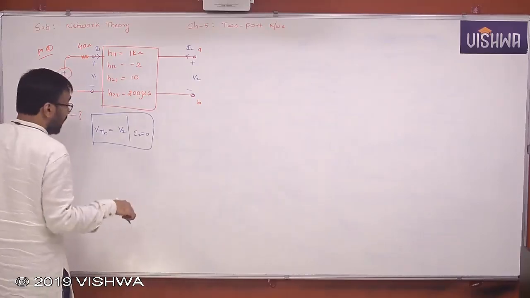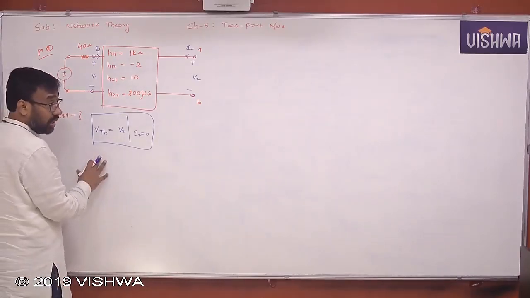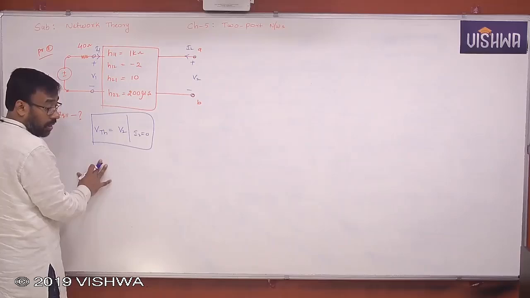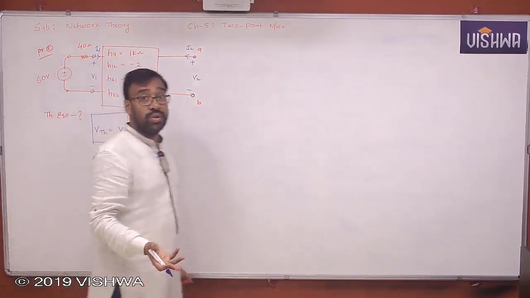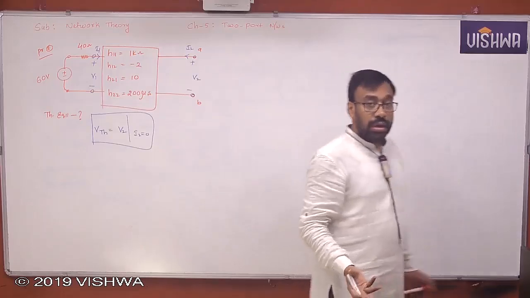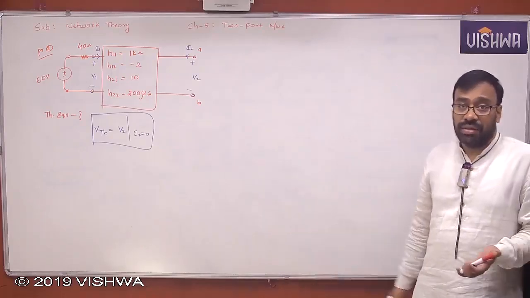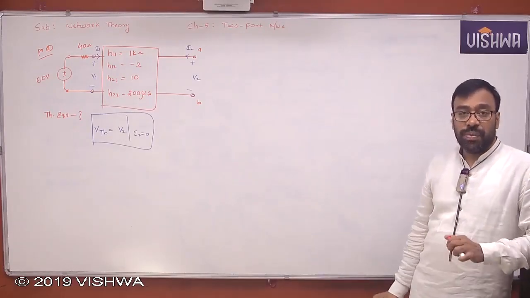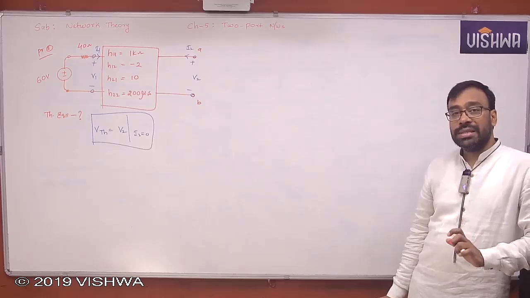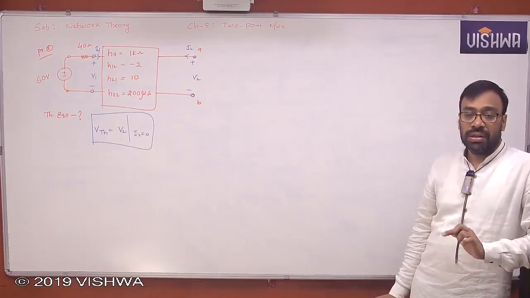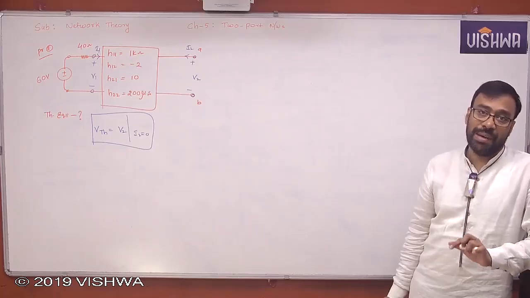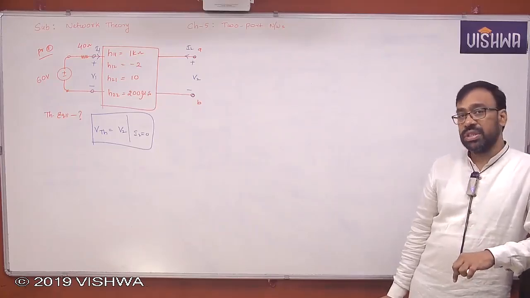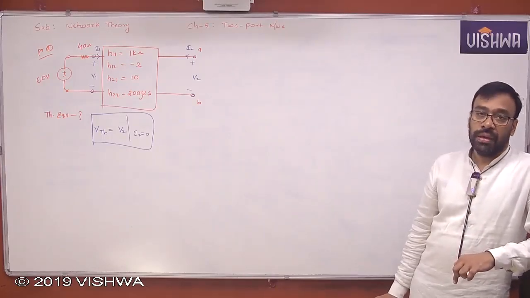And then I need to find RTH or ZTH. That's a different story again. Definitely the reduction is not possible here because we don't know the background of the two-port network. What elements and how they are connected, I can't really find. Wherever reduction is not possible, there the equivalent resistance, or Thevenin's impedance or resistance, can be calculated using the volt-amp technique, or else the VOC by ISC method. We have got two methods.